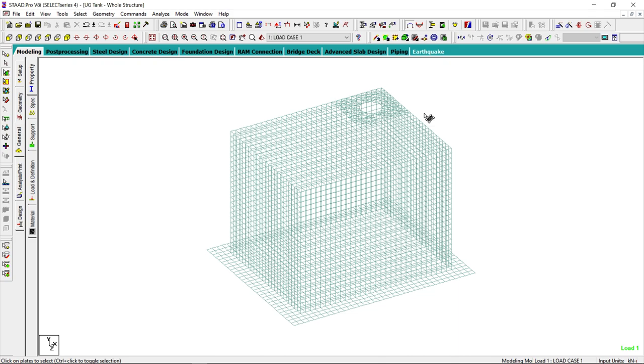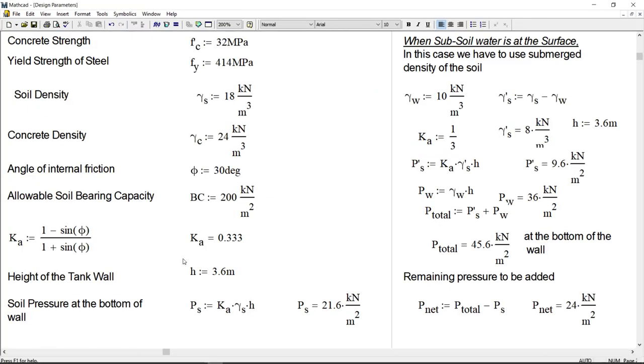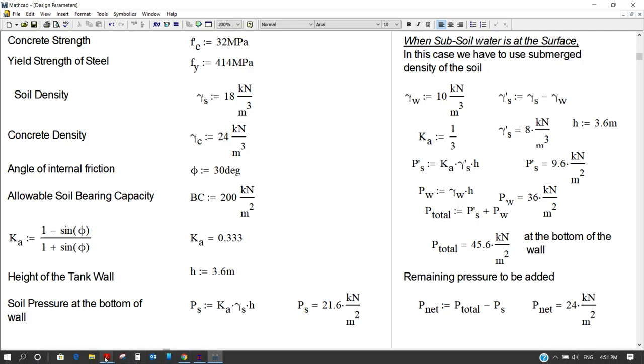That means now I am going to assume that the water table is there. And for the sake of conservatism, I will assume that the water table is up to the surface of the ground. My parameters were like the height, etc. And there I used a coefficient of active earth pressure as 1 by 3, which is 0.33. I received a comment from David Lee: why are you using the coefficient of active earth pressure, why not the coefficient of pressure at rest?